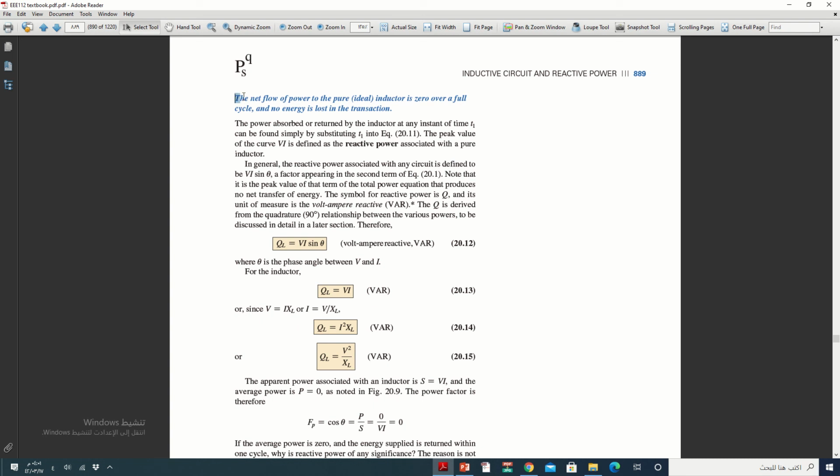See here, the net flow of power in a pure ideal inductor is zero over the full cycle, and no energy is lost in the transaction. It is called reactive power, as we said. The symbol is Q, and the unit comes from volt ampere reactive, VAR.